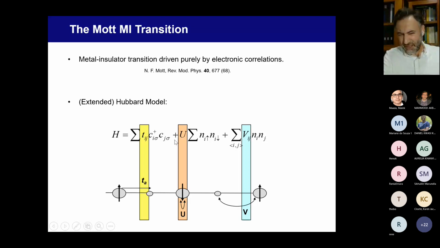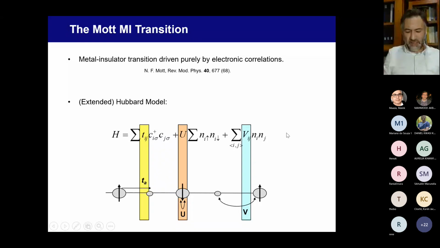The second energy scale is the Hubbard U, the energy you have to pay to put two electrons at the same lattice site, obeying Fermi-Dirac statistics. Here are the number operators, index i spin up and index i spin down. Then you have the third energy scale, the so-called intersite Coulomb repulsion, which is associated with the energy you have to pay to put electrons in neighboring lattice sites. Please note that the indices are i and j.